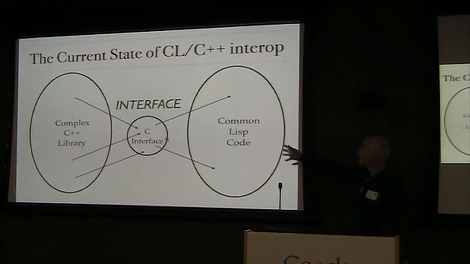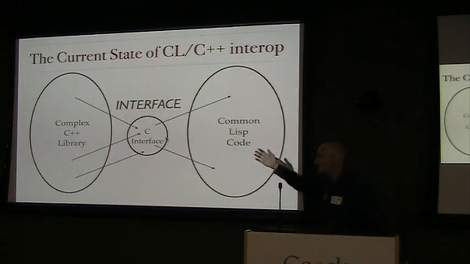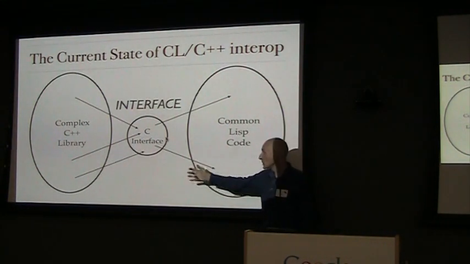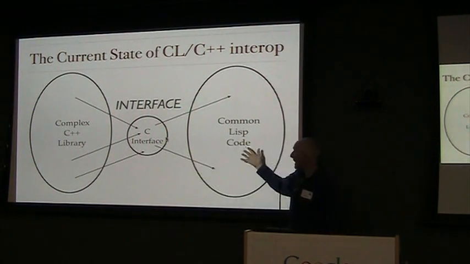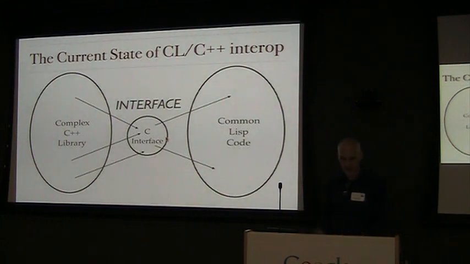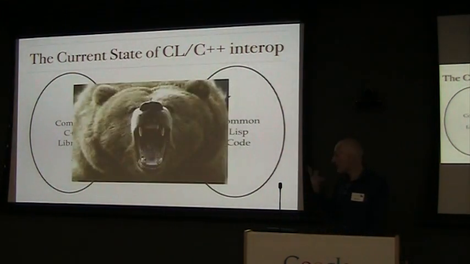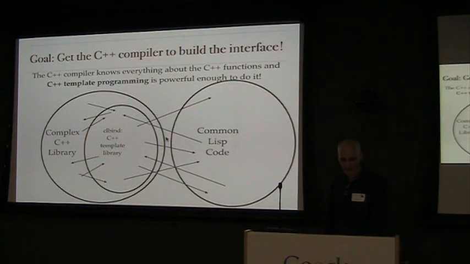Because this is the way Common Lisp interoperation works right now. If you've got some complex C++ library, you have to build a C wrapper around it, a C interface, and then write a bunch of Common Lisp foreign function interface code to talk to it. Okay? And that C interface becomes a problem.